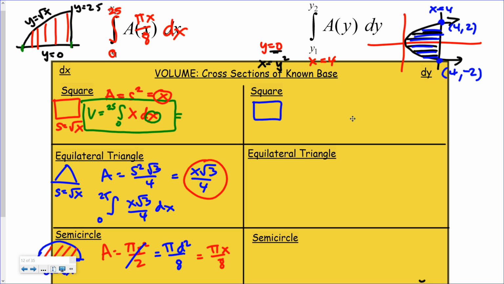Isn't that just the area of this square times the thickness of this square? The thickness of this square changes though. What's the thickness of this square? dy. Do you see that? And what's the area of this square going to be?